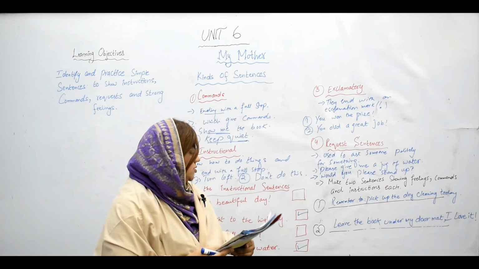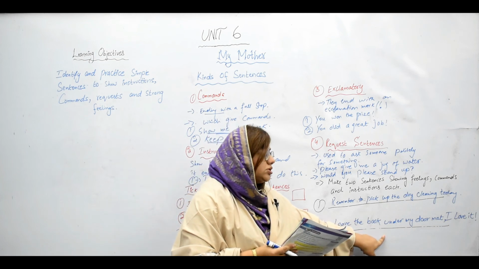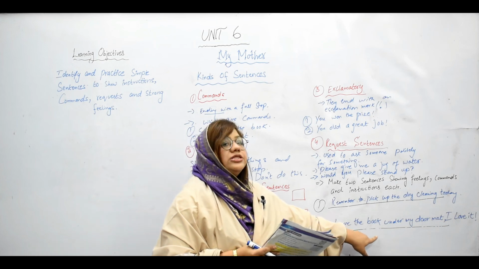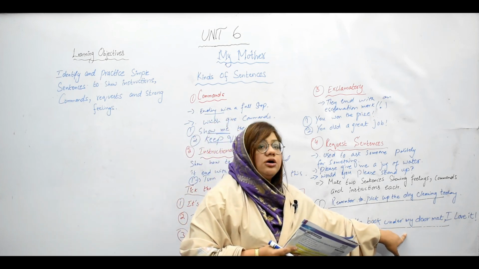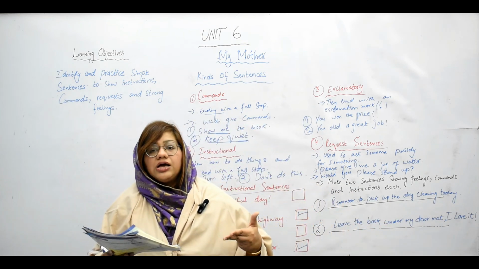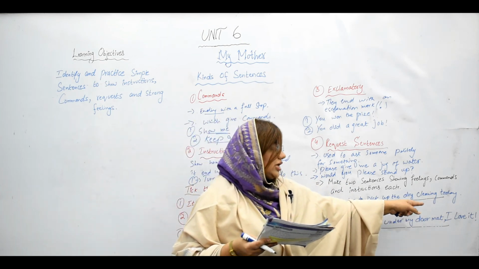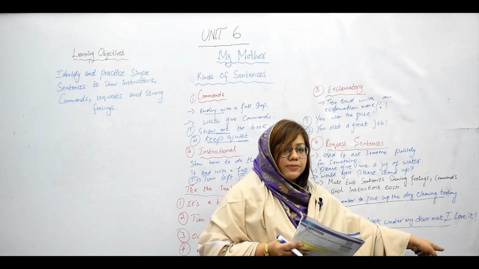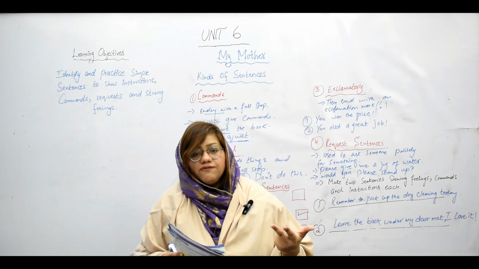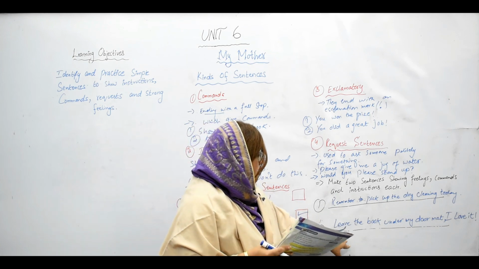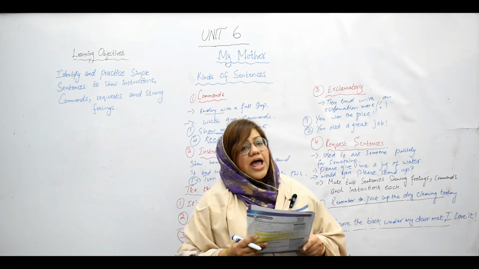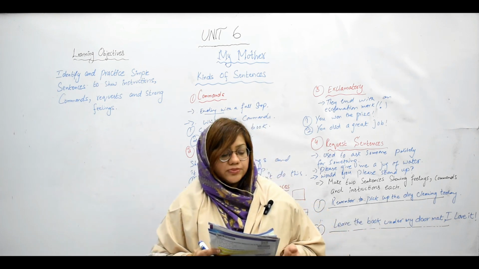Now see this, students. Leave the book. Obviously, this is what? Instruction. Under my doormat, command. I love it. A kind of feeling, with an exclamation mark. You can see that it ends with the exclamation mark, expressing their feelings. So this sentence shows feelings, commands, and instructions together.